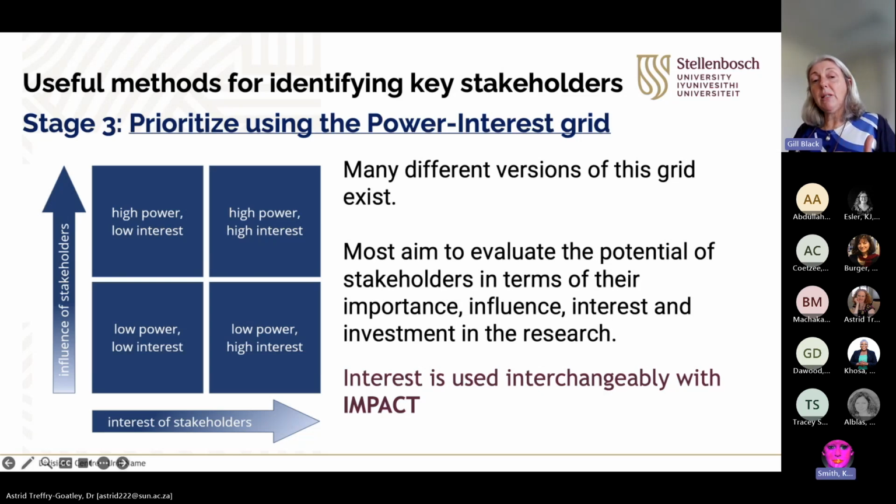So what this means is that the level of interest that a stakeholder has in your research is likely to be related to how much it will impact them, either directly or indirectly. So you will see, in some cases, this grid with the word interest of stakeholders, and in some you will see it as impact of research. And essentially, it boils down to the same thing when you're weighing up power versus interest or impact.